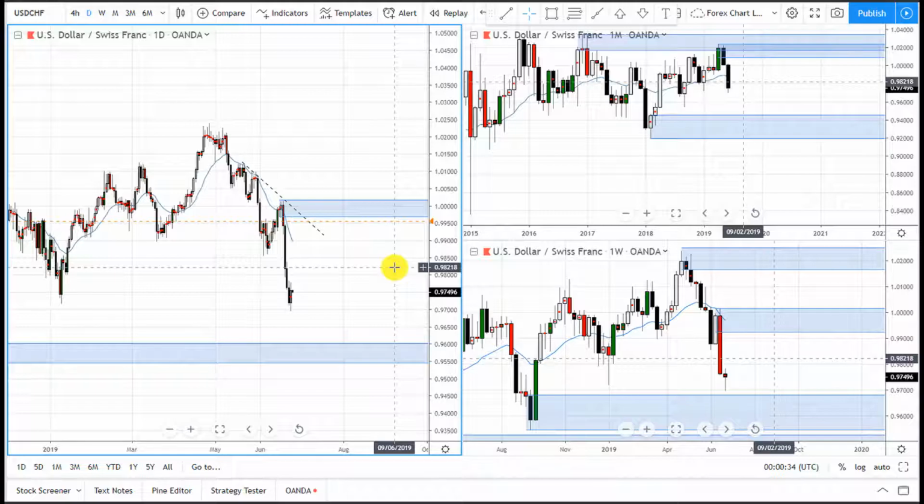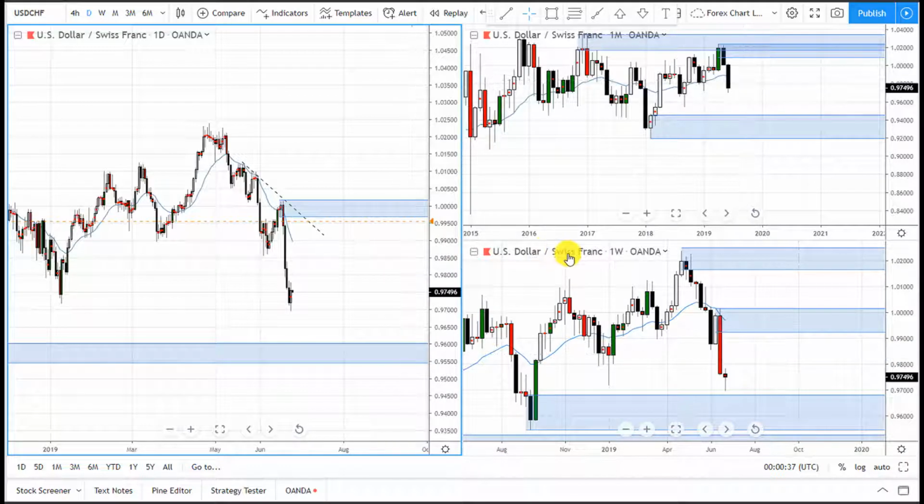Okay, that is the analysis on US dollar versus Swiss franc.